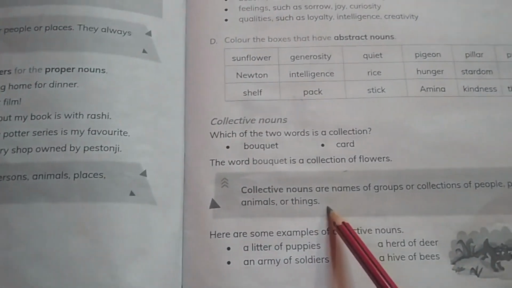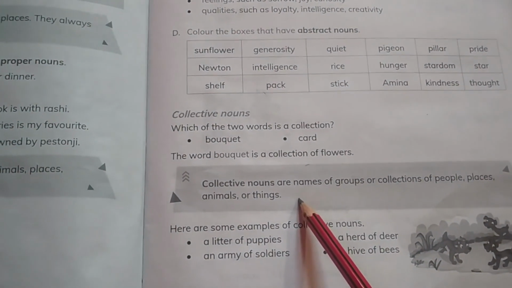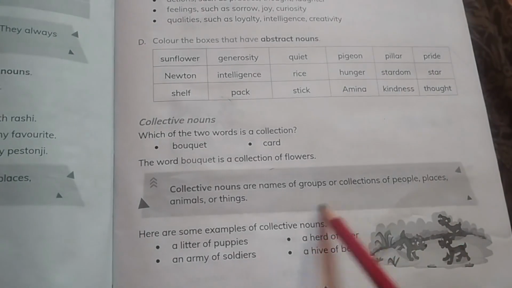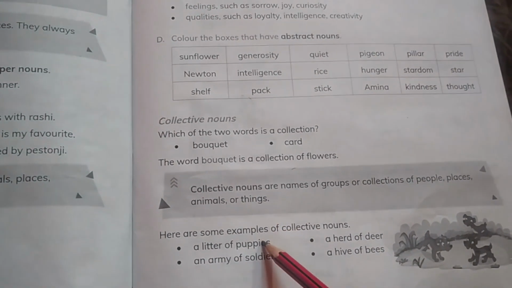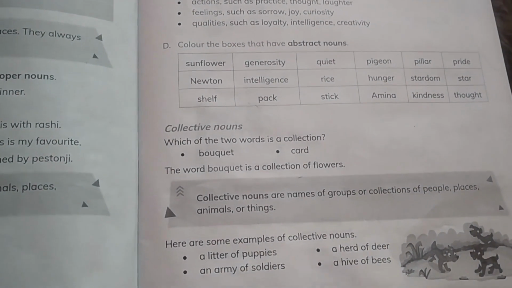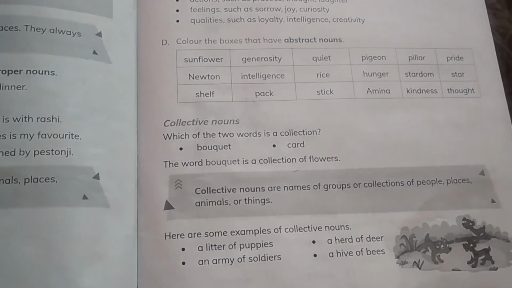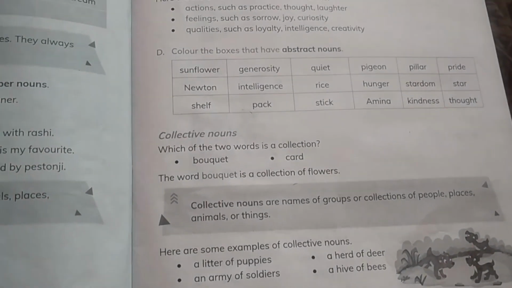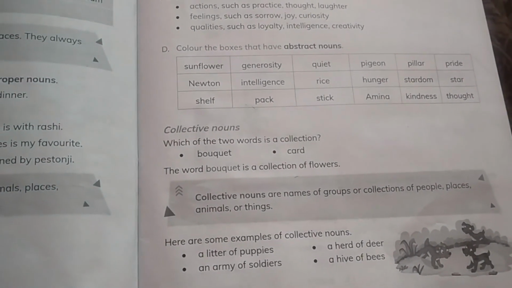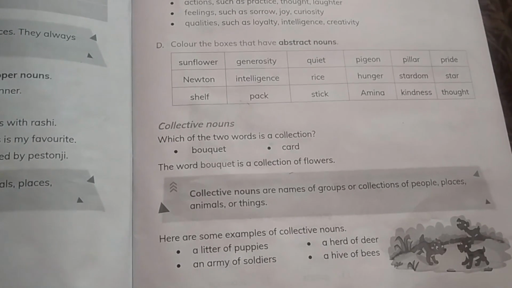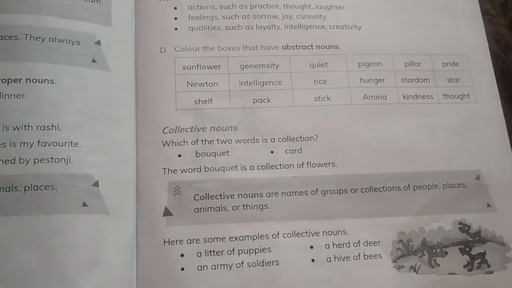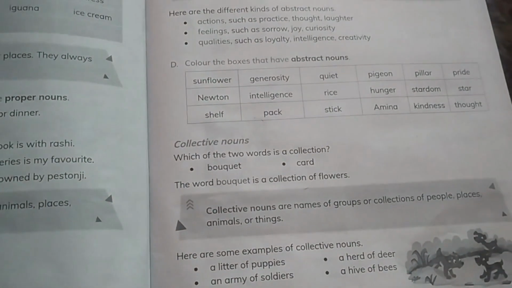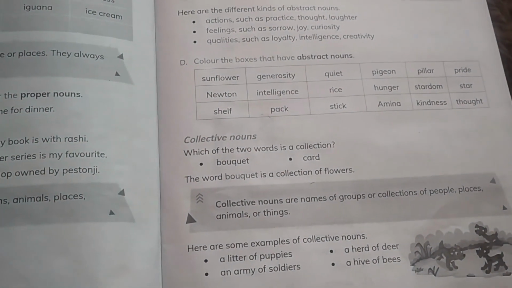So the definition of the collective nouns. Collective nouns are the name of the groups or collection of people, places, animals, or things, right? As you have learned in your previous classes, nouns that name a group or a class of similar things or persons taken together and spoken of as one whole are called collective nouns, right? Collective nouns are treated as single units.